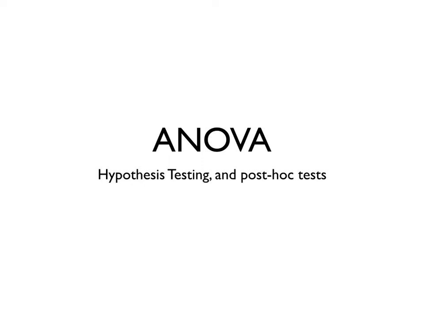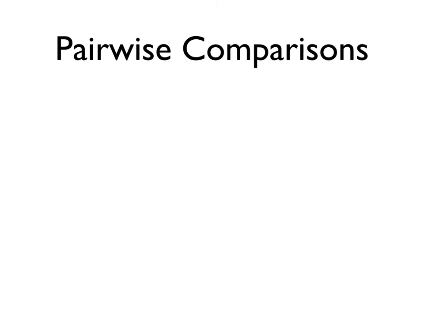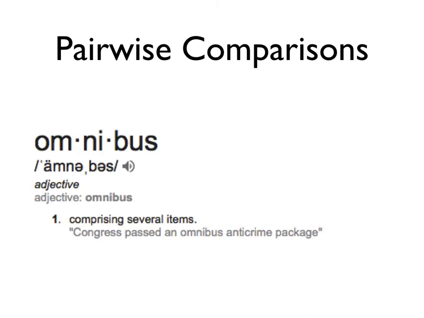Now we're going to focus on post hoc tests, which is something that we do after our hypothesis testing. So post hoc tests are a kind of pairwise comparison. And we do these because ANOVA is an omnibus test. If you're not familiar with what omnibus means, it means that it's comprising several items.